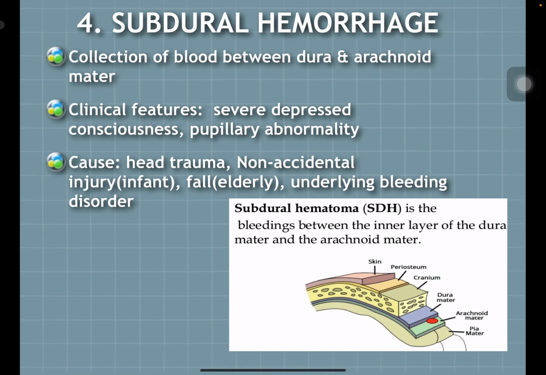So next, number 4, subdural hemorrhage, a collection of blood within the dura and arachnoid matter. Clinically, the patient might complain of severe depressed consciousness with a pupillary abnormality. It might be due to head trauma, or in the case of non-accidental injury in infants, or a fall, especially in the elderly, or a patient with an underlying bleeding disorder. For example, a patient taking the anticoagulant warfarin might have a risk for subdural hemorrhage.